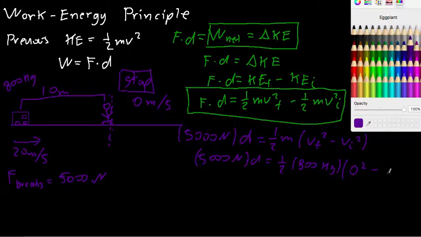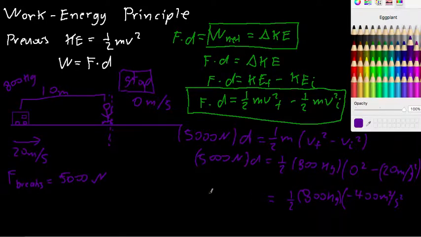Now minus, what was our initial velocity? Well, we're traveling at 20 meters per second. We have to square that, don't forget. Now, when we do, we get negative 400 meters squared per second squared, times 800 kilograms divided by 2 right here. So this just becomes 400 eventually, right? Equals 5,000 newtons times D.